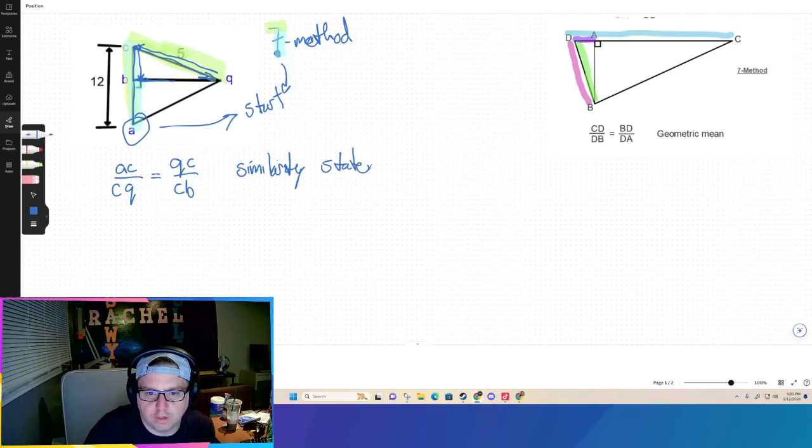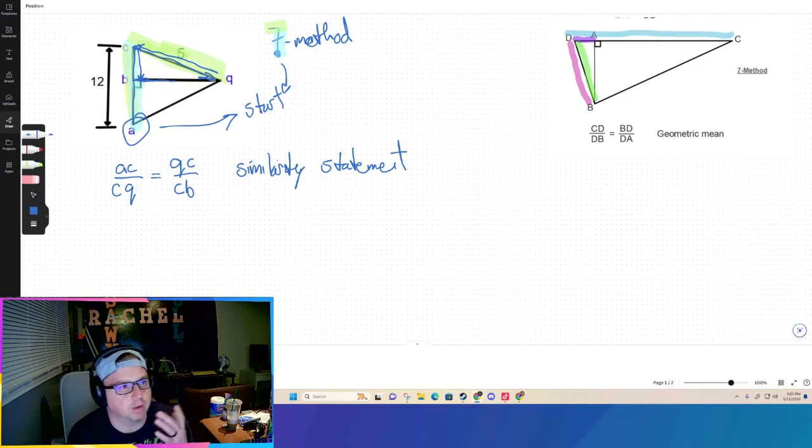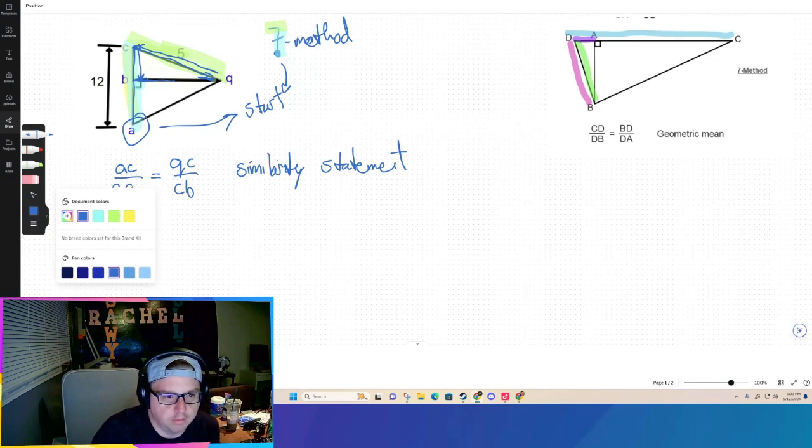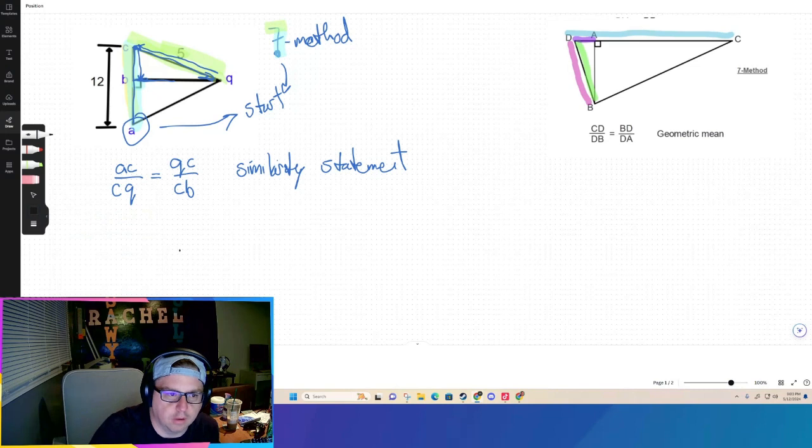And if you've been watching the videos before, we always want to set up a similarity statement, then we're going to substitute our numbers in, and then cross multiply and solve has been our go-to. So hopefully we can keep that going. So AC, so the whole width of the thing, A to C, they tell us right here is 12. And then we run down C to Q, which is 5. And then we run back Q to C.